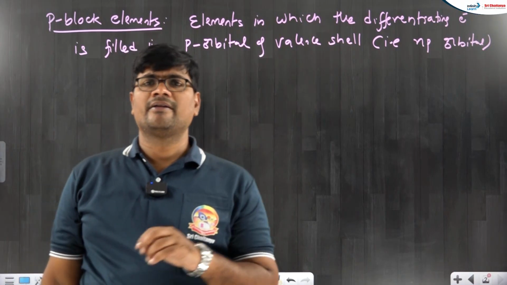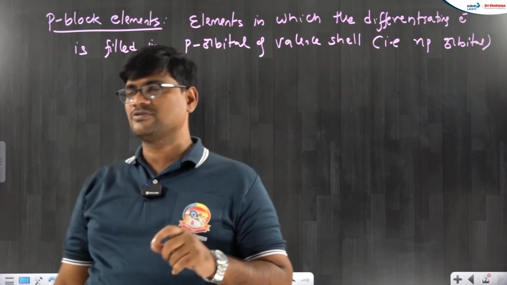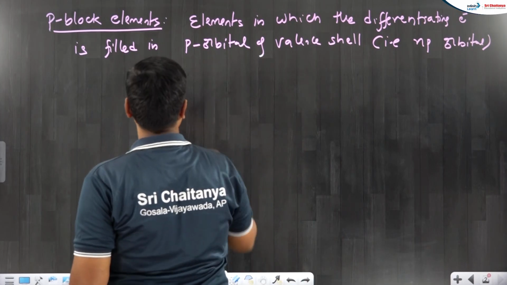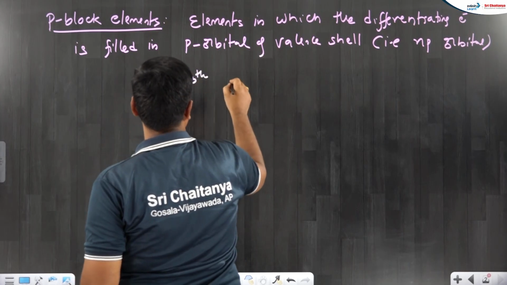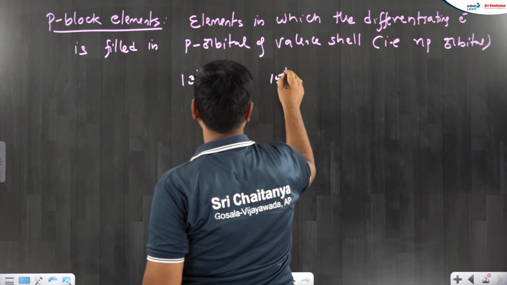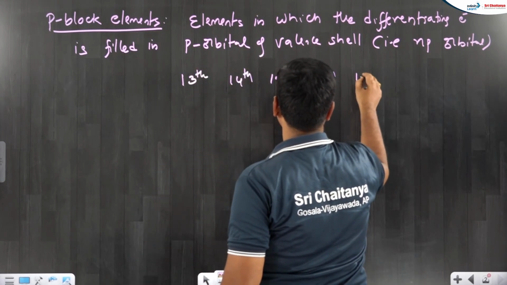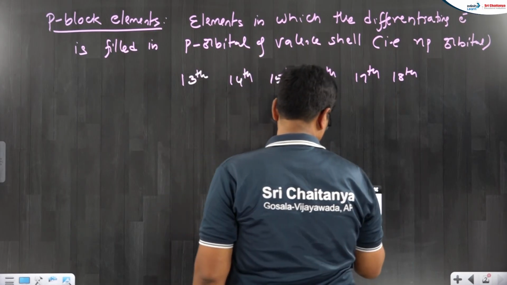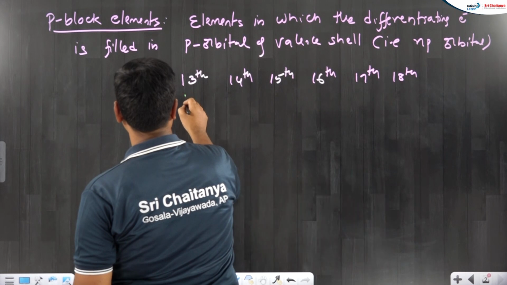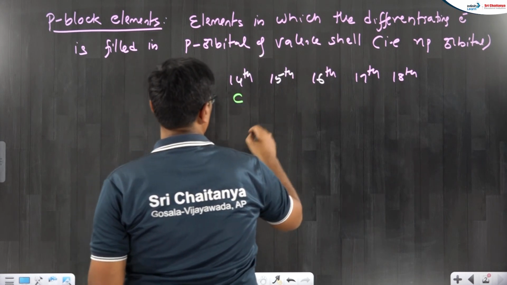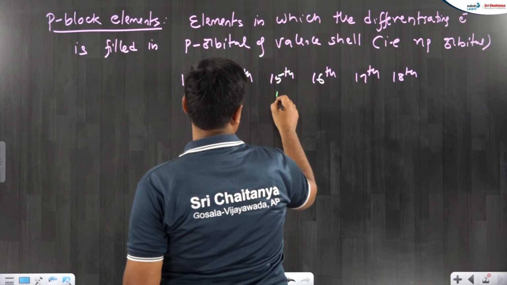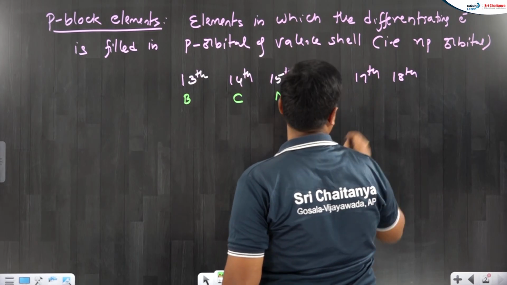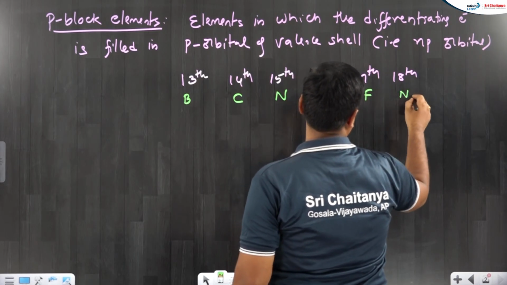We know that P block elements are actually in 6 groups. What are those groups? First one is 13th group, and the next one is 14th group, the next one is 15th group, next one is 16th and 17th, and then 18th group. What is the first element in this? That is boron. And the next one is carbon. Next one, here we have nitrogen, and then oxygen, and then fluorine, and then we will get neon.